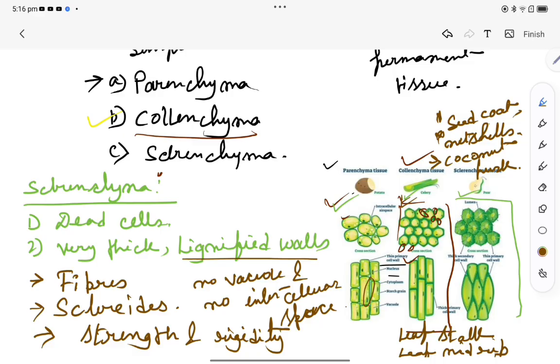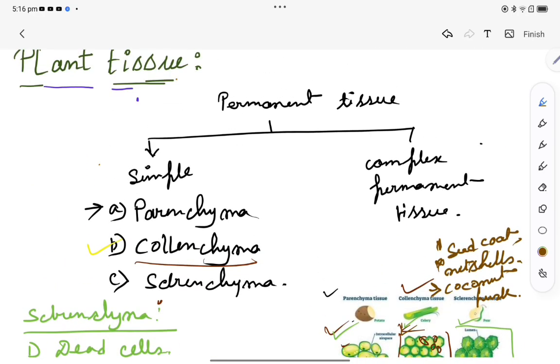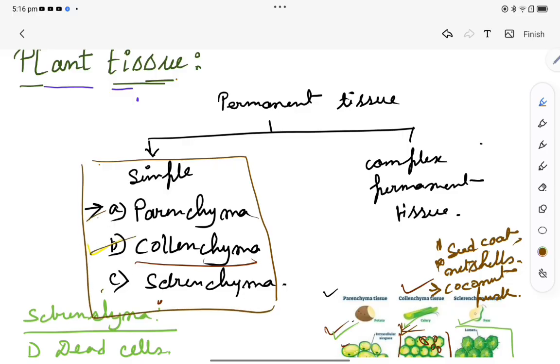So this was all about simple permanent tissue. In simple permanent tissue, I have mentioned Parenchyma, Collenchyma and Sclerenchyma. And in case of permanent tissue, we also have to learn about xylem and phloem. These two we are going to learn about in our next video.